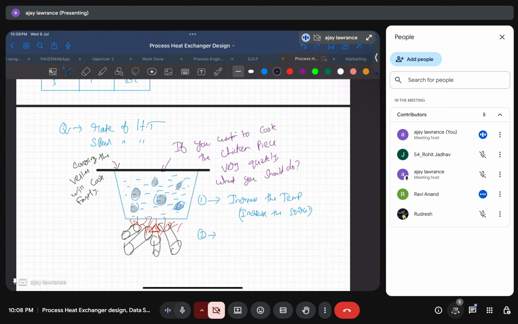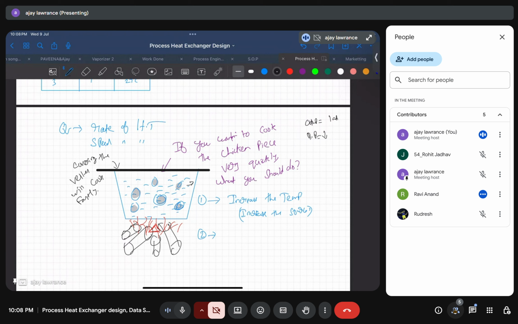Atmospheric pressure is constant. The boiling point will decrease? Boiling point of what? The boiling point of this gravy will decrease when you cover it? How? By reducing the pressure? No, just think normally. Don't get into chemical engineering concepts. Just think basically. When you cover it, it will cook fast.